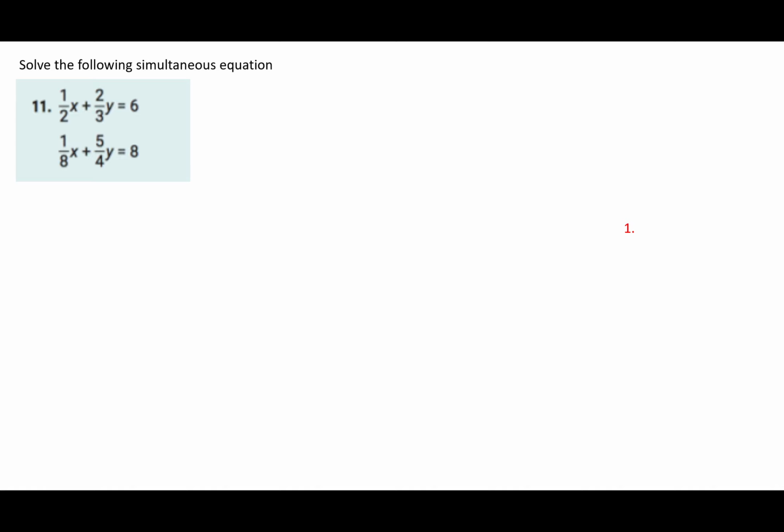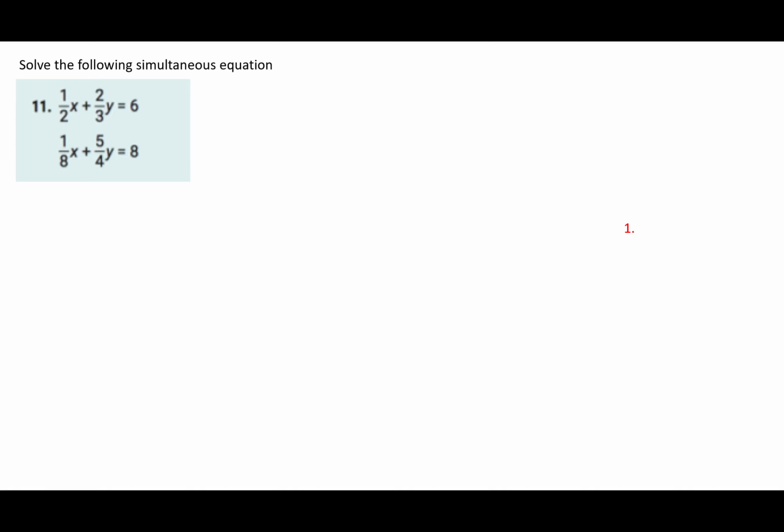This is question 11 on exercise 12.4. Solve the following simultaneous equations: 1/2 x plus 2 over 3y is equal to 6, and 1 over 8x plus 5 over 4y is equal to 8.